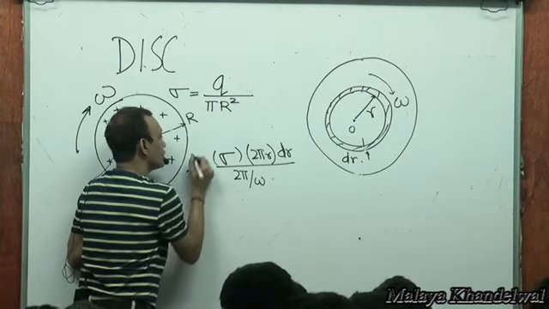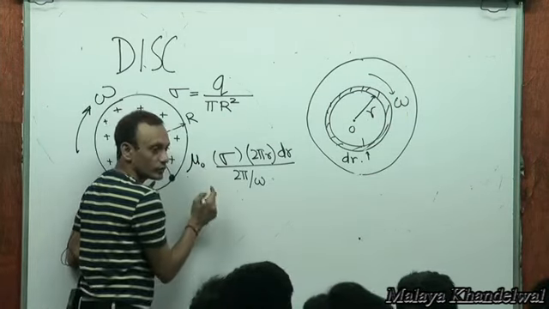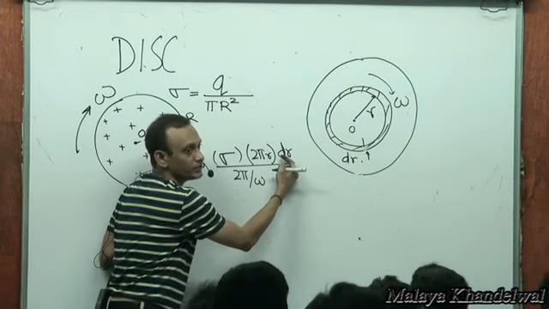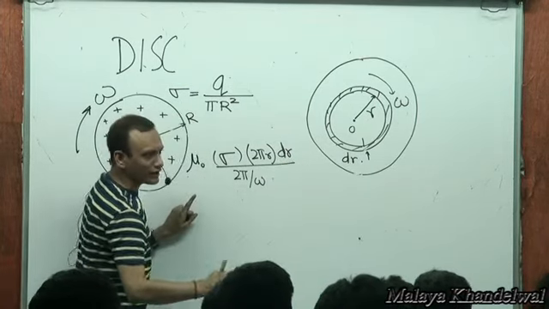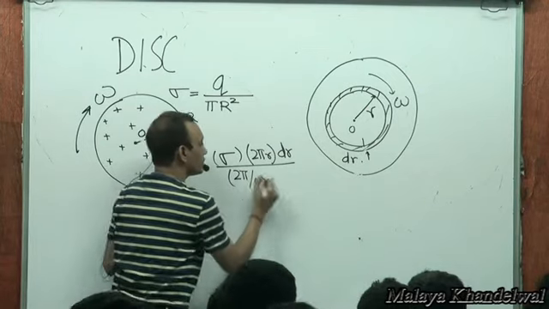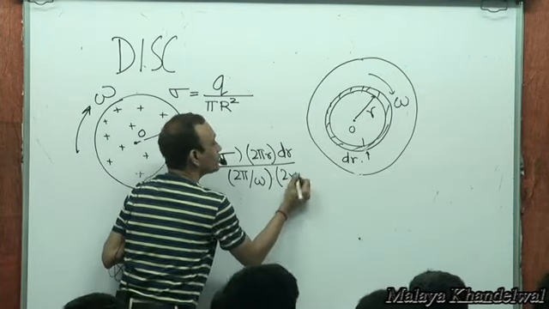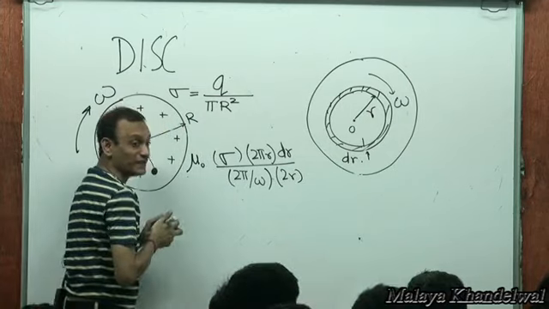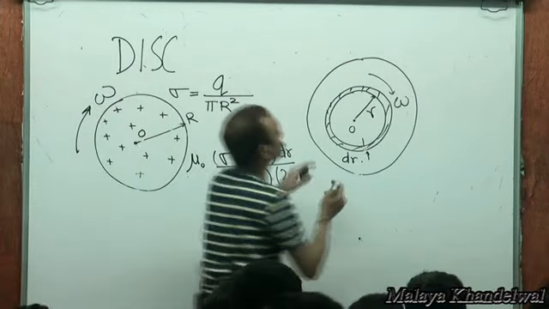Now, mu naught times the current associated with it, divided by 2r, is going to be the magnetic field at O produced by this equivalent current. I hope you realize this.